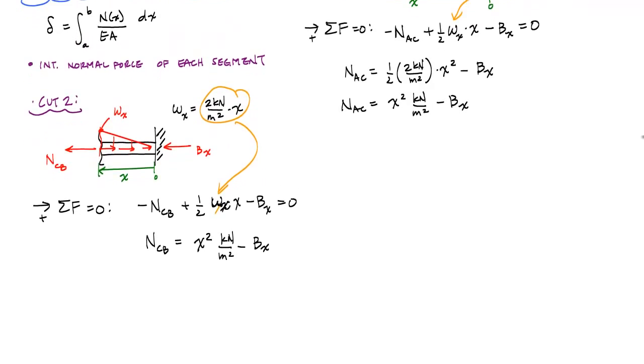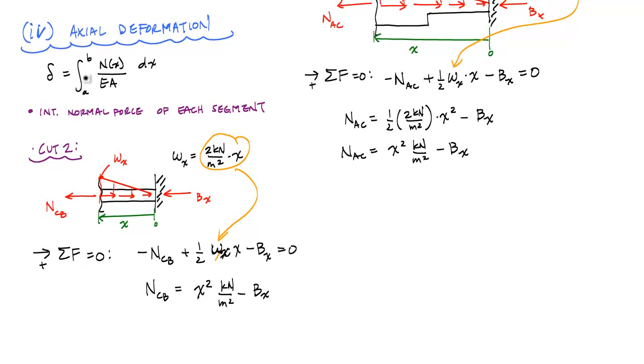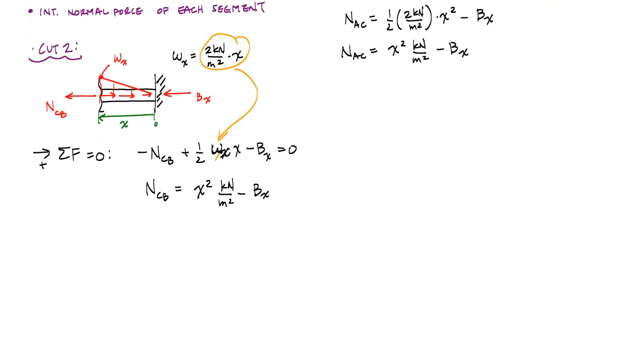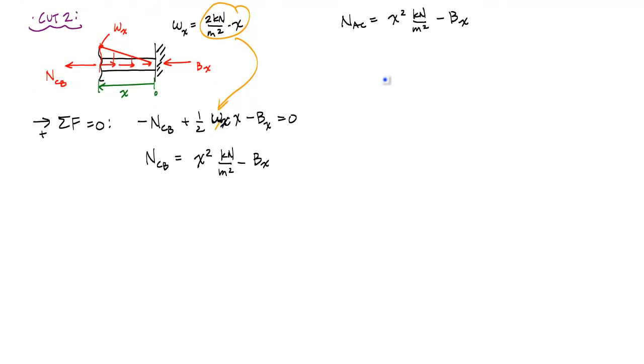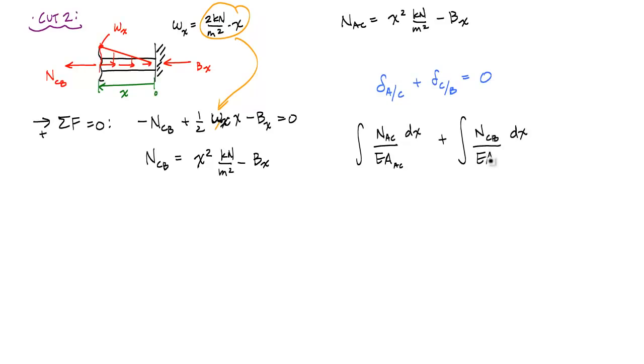so now I am ready to set up and include these displacements in my compatibility equation. And so in my compatibility equation, if you recall, my compatibility equation looked like this. This is saying that here with this substitution I would have from some bound, from somewhere to somewhere, NAC dx, because this normal force in segment AC is a function of x, over EA AC, plus the integral from some bounds NCB dx over EA CB. All this equals 0 here.